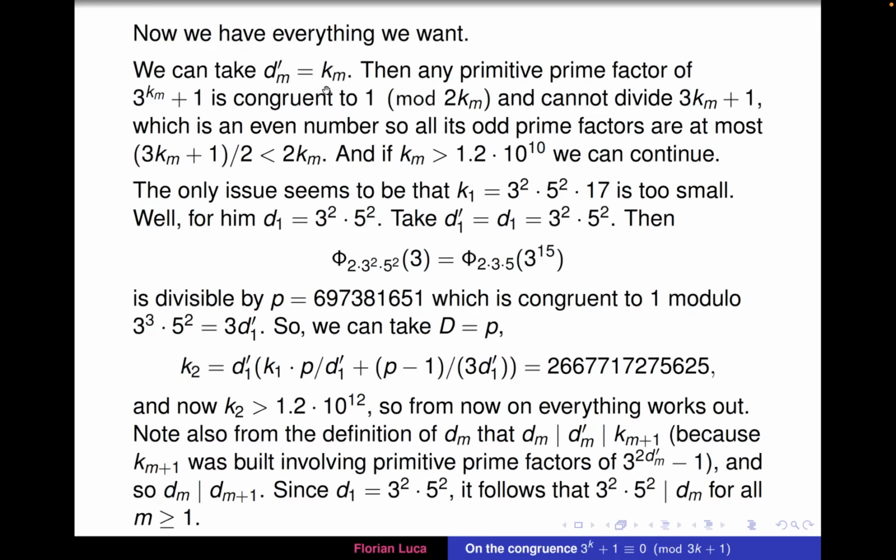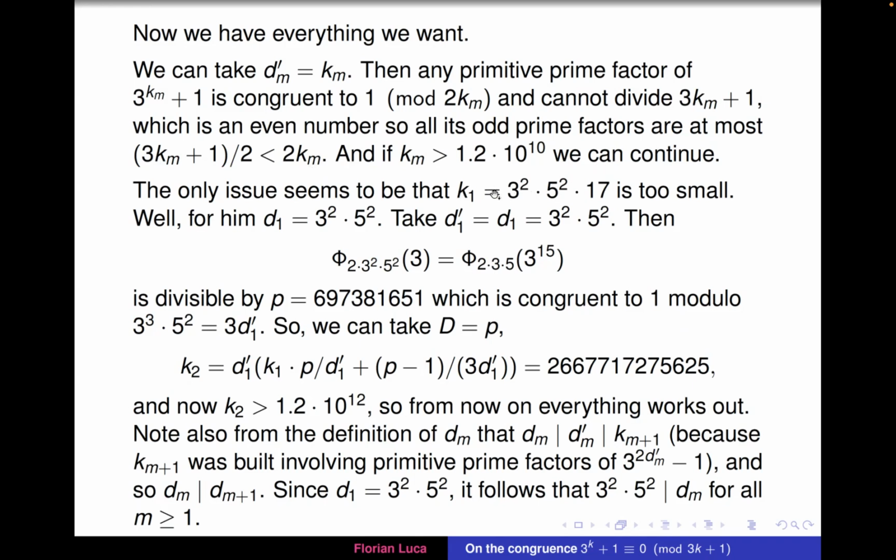I can take dm prime equal km. Then I take a primitive prime factor of 3 to the km plus 1, which is congruent to 1 modulo 2 km, and cannot divide 3 times km plus 1, because this is an even number. So all odd prime factors in it should be at most 3 km plus 1 divided by 2, which is smaller than 2 km. So the coprimality condition is fine. Also, if km is bigger than 1.2 times 10 to the 10, then I can continue.